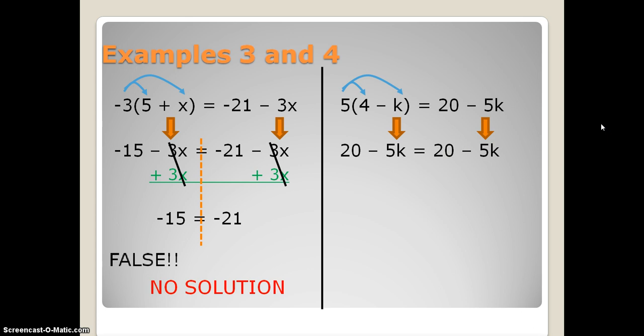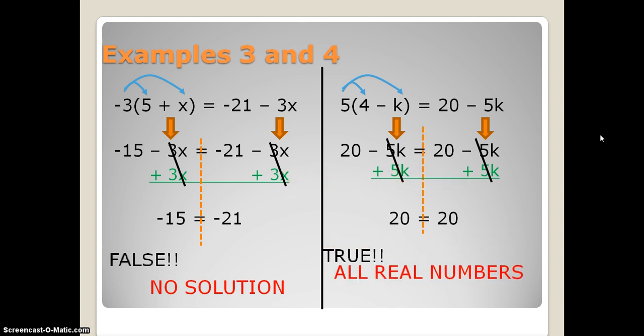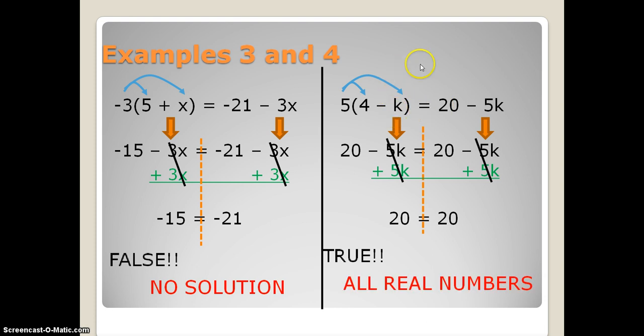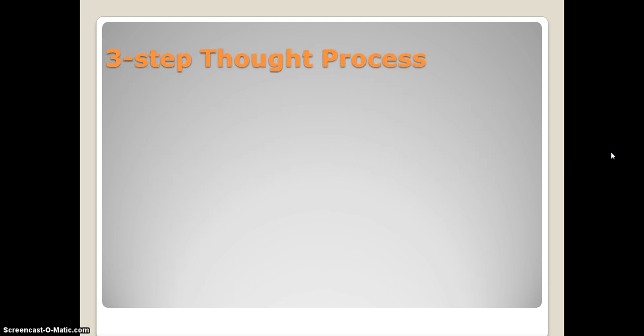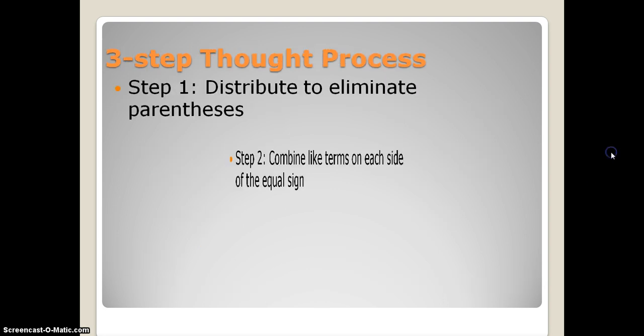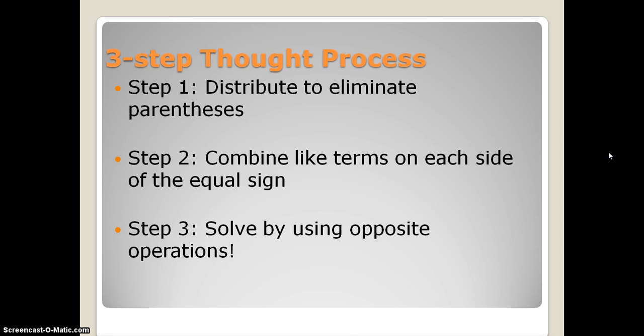So the opposite of subtraction is addition. So I'm going to add 5k to both sides. But once again, they cancel out, and I'm left with 20 equals 20. This is different from the last one because this is a true statement. So for this one, that means all real numbers is the solution. That means any number you plug into k here and you substitute into k here would give you a true answer when you evaluate it. So just to review, you always distribute, combine, and then solve.